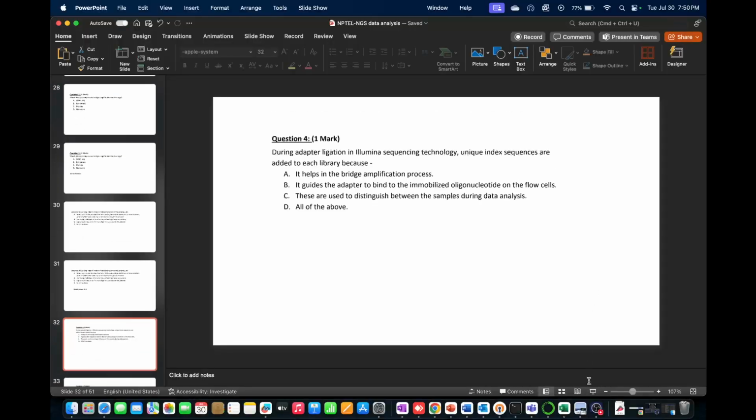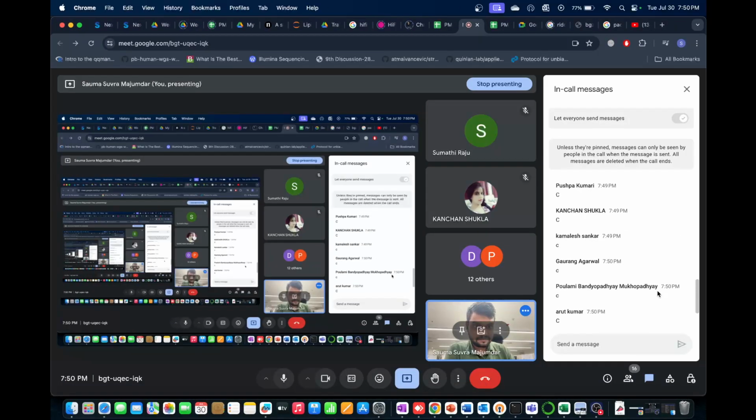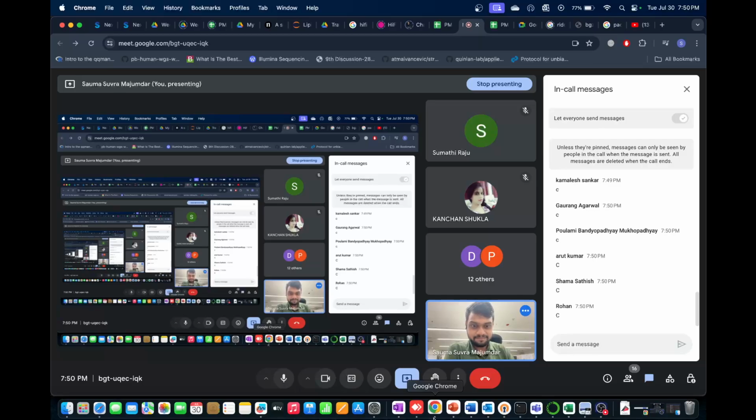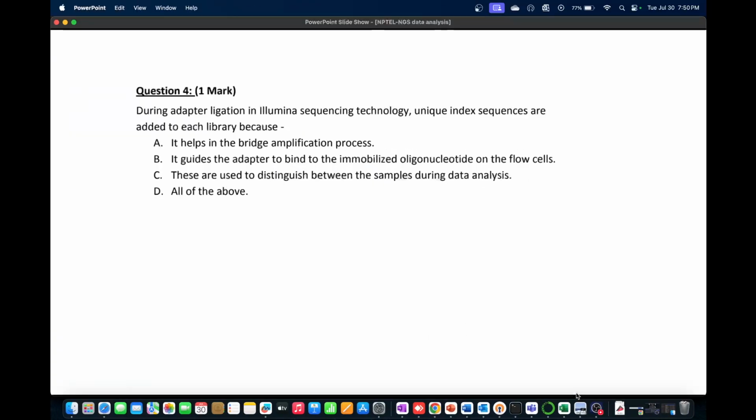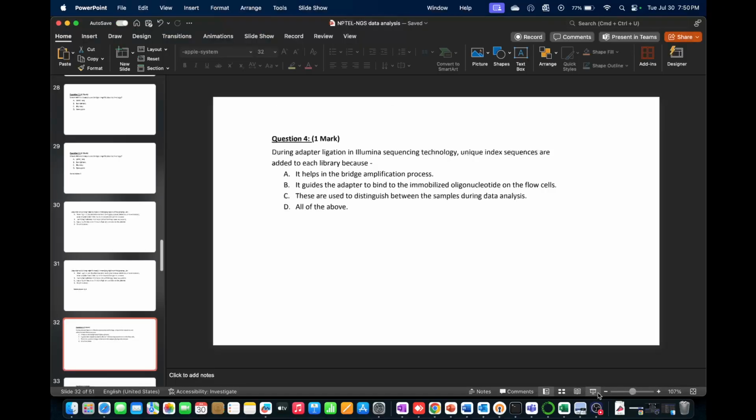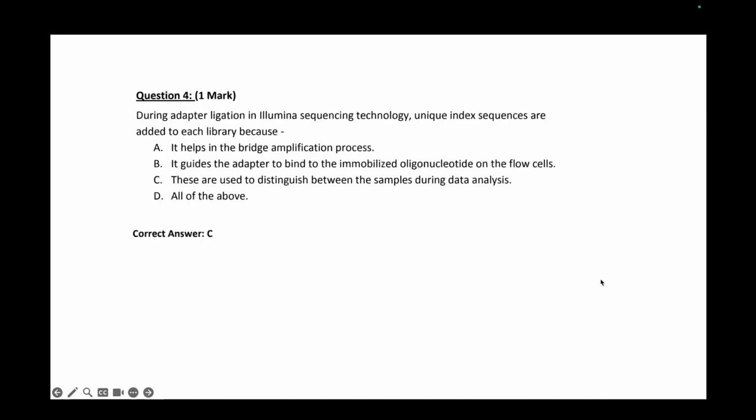This is an easy one. Let's see, do we have any answers? A lot of C's. The correct answer is C.